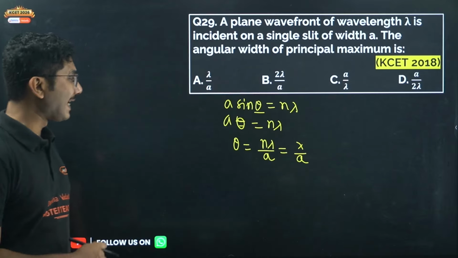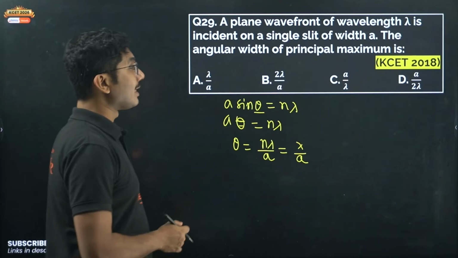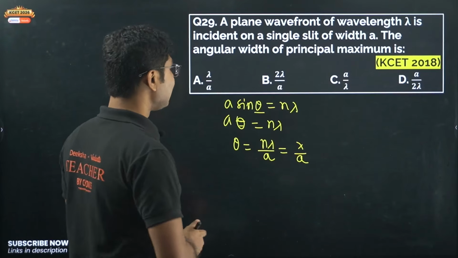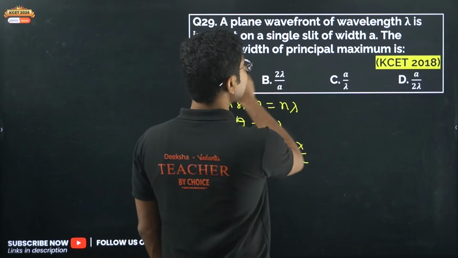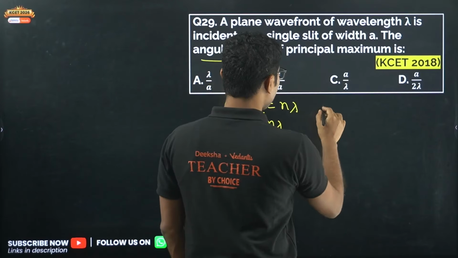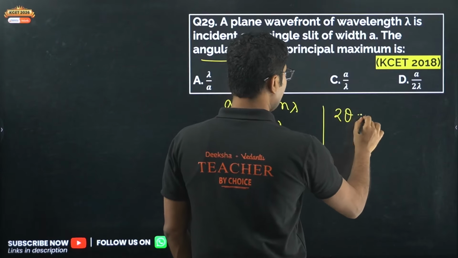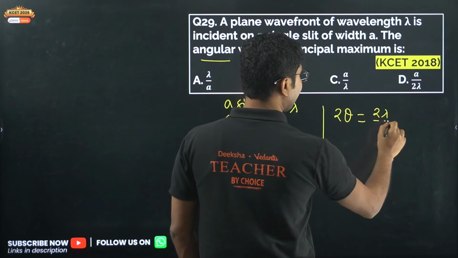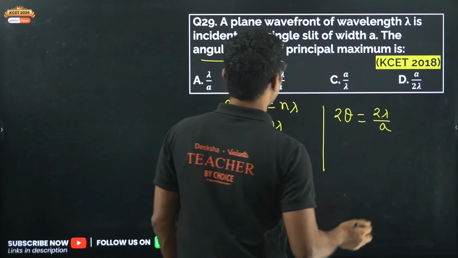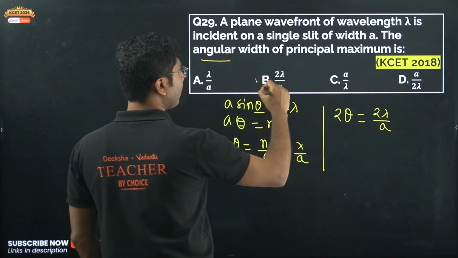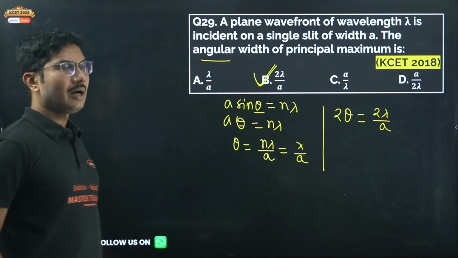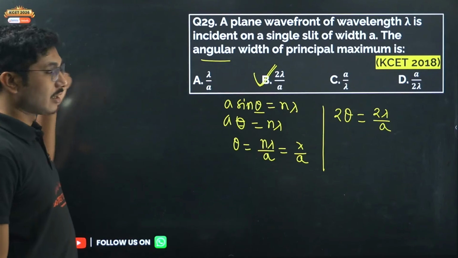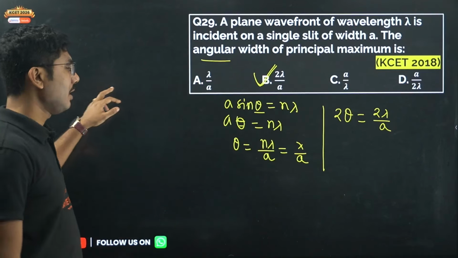Okay, lambda by a is the half angular width, sorry, this is the half angular width, and they ask you the total angular width. Total angular width is actually 2 theta, which is given by 2 lambda by a. This is a formula you can remember, or you can derive it using this formula as well. So it is 2 lambda by a, the angular width of the diffraction pattern.